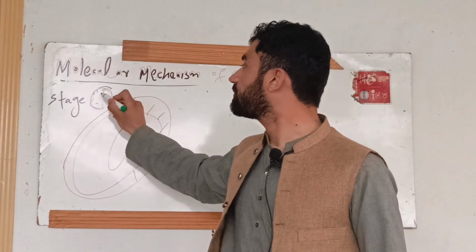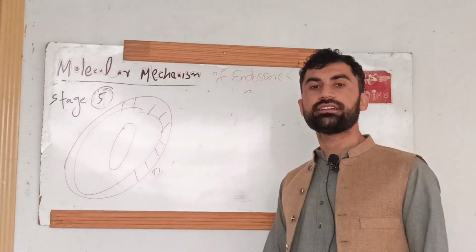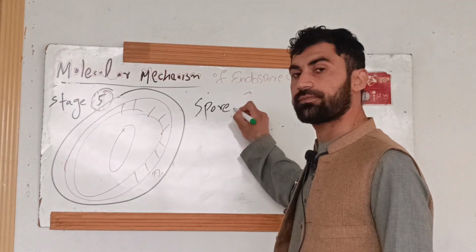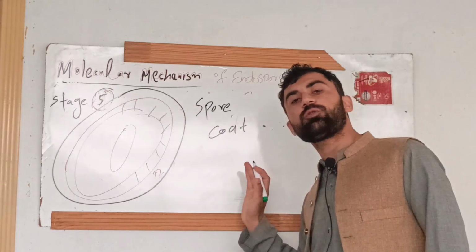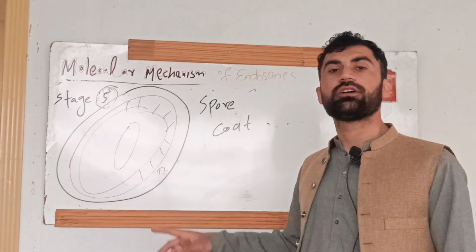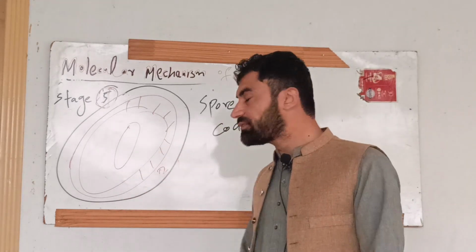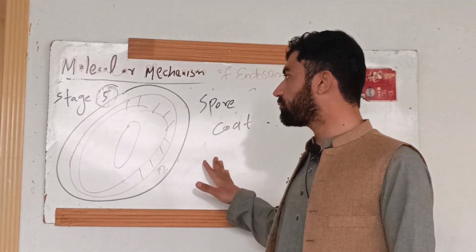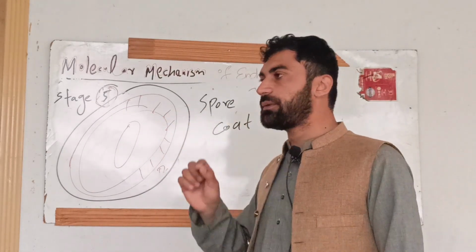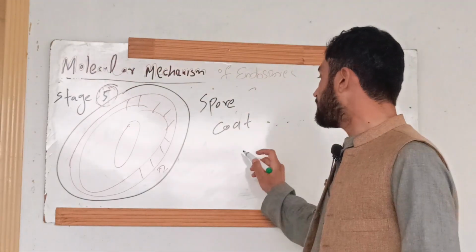Now in stage 5, the cortex is formed, the spore is inside, and it forms another layer which is called the spore coat. At the 5th stage, the spore coat is formed. There are tough proteins in the spore coat which provide resistance against chemicals, UV radiation, enzymes and other things. In most bacterial endospores, the spore coat is the outermost layer, while in some cases the bacteria also produce another outermost layer, which is called the exosporium.